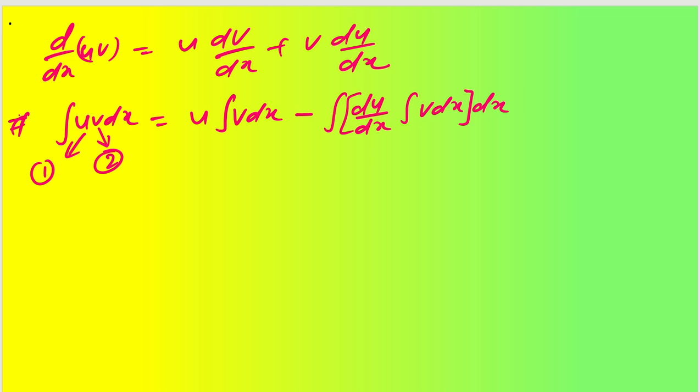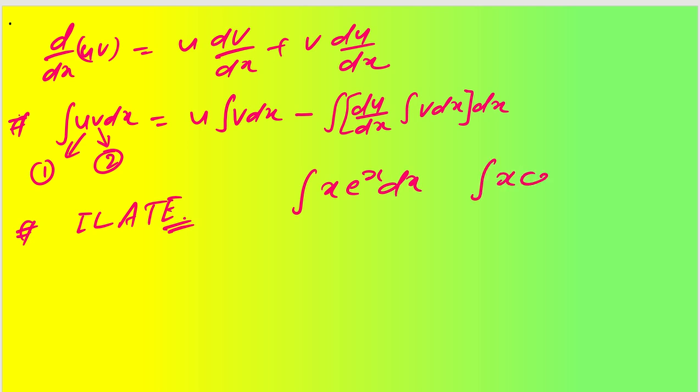One more thing you have to take into account is the ILATE rule. If possible, always keep this in your mind. Let us say you have a function like x e to the power x dx, or x cos x dx. Something like these functions, and you don't know which one to take as u and which one to take as v.